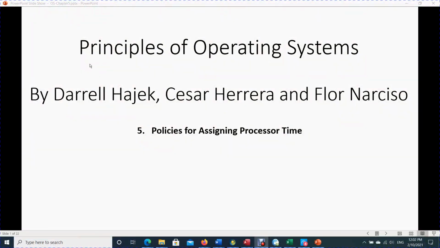Principles of Operating Systems, Chapter 5, Policies for Processor Time.